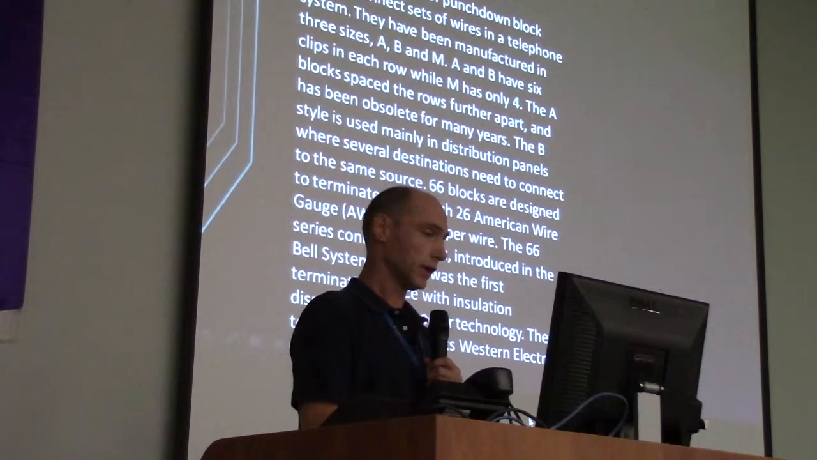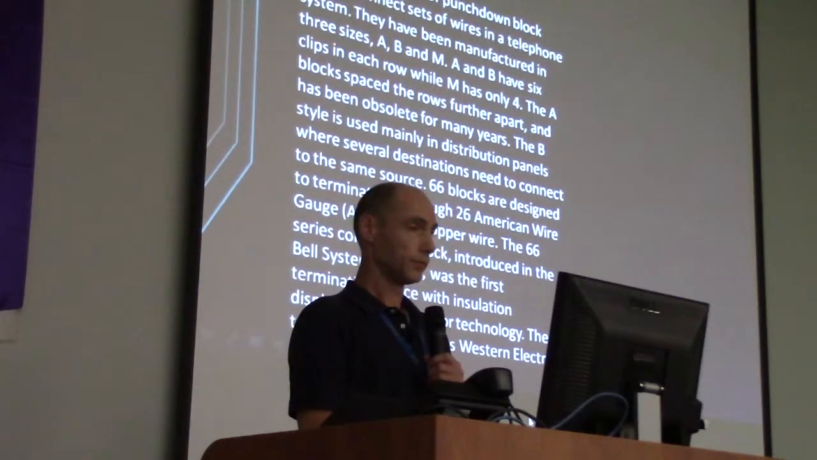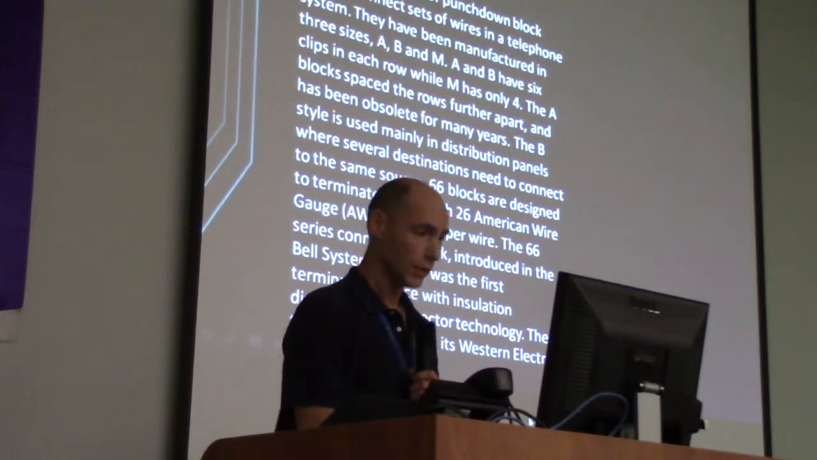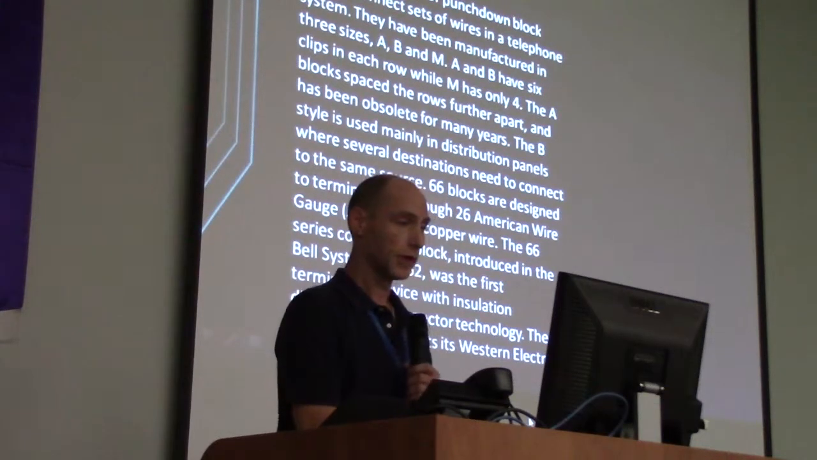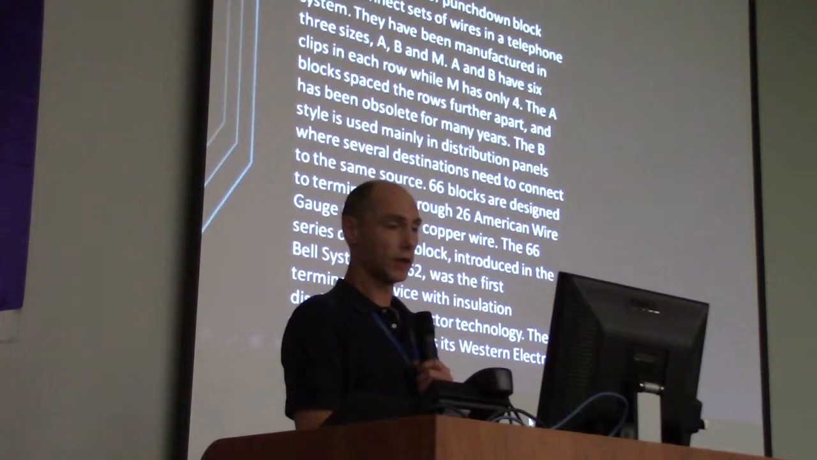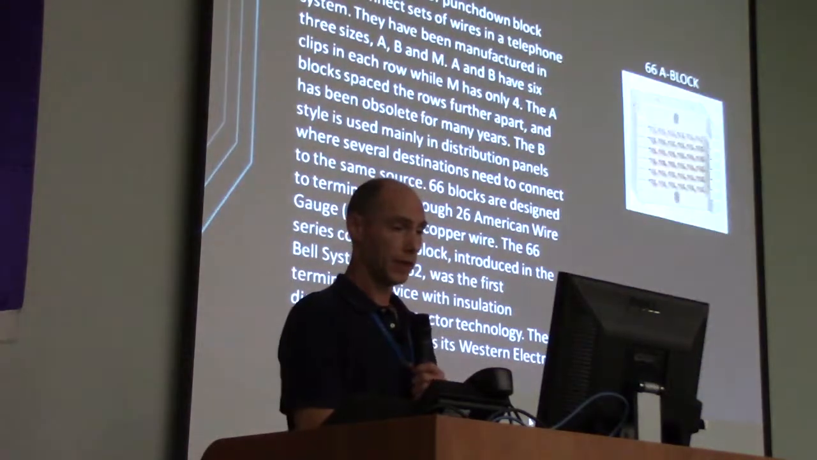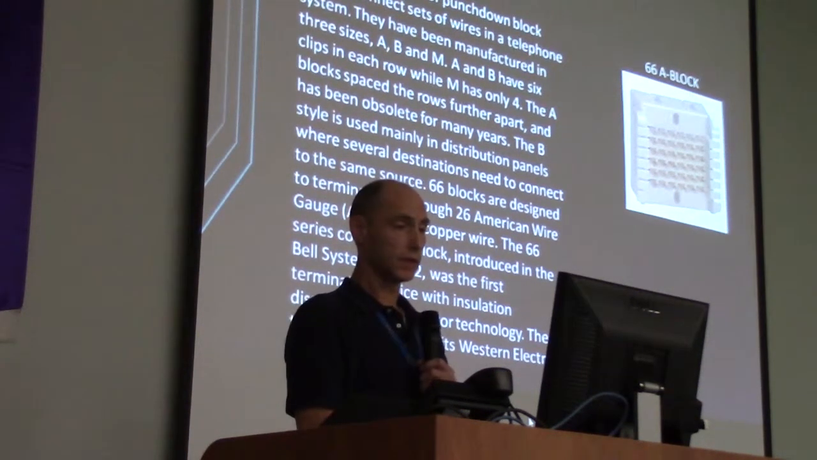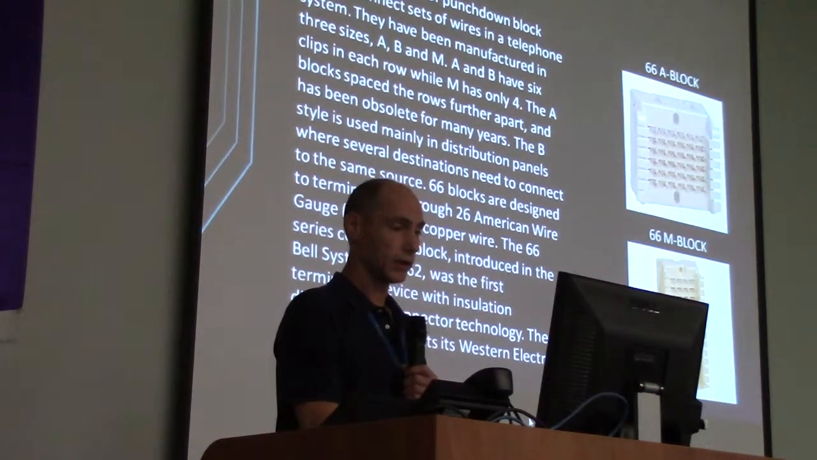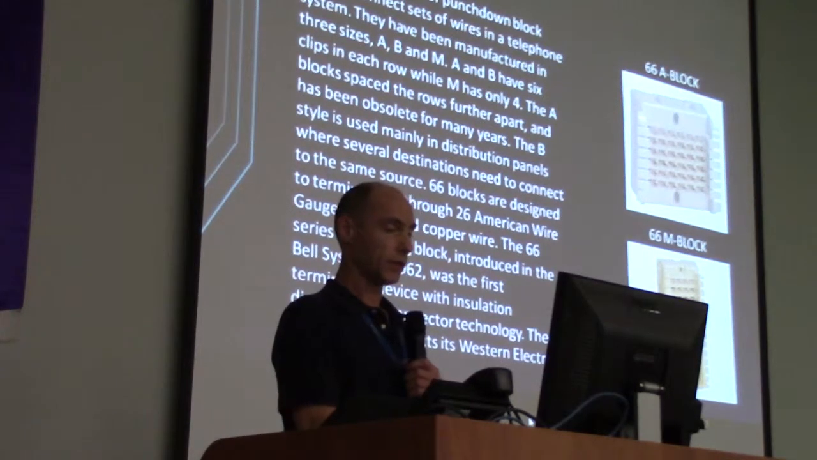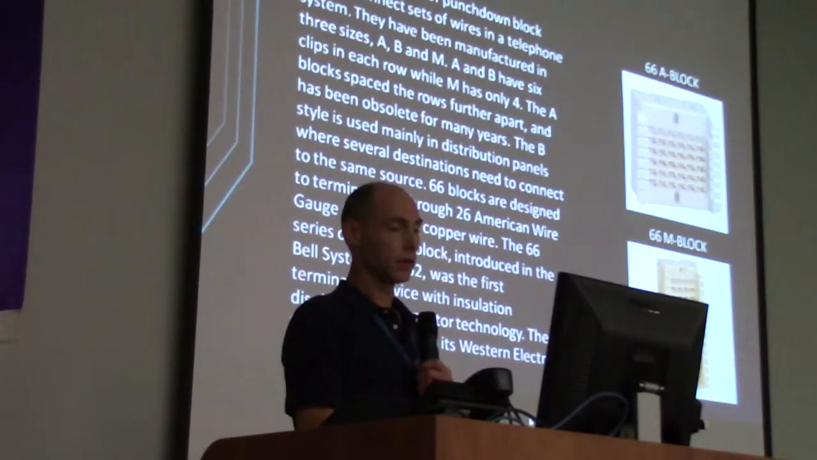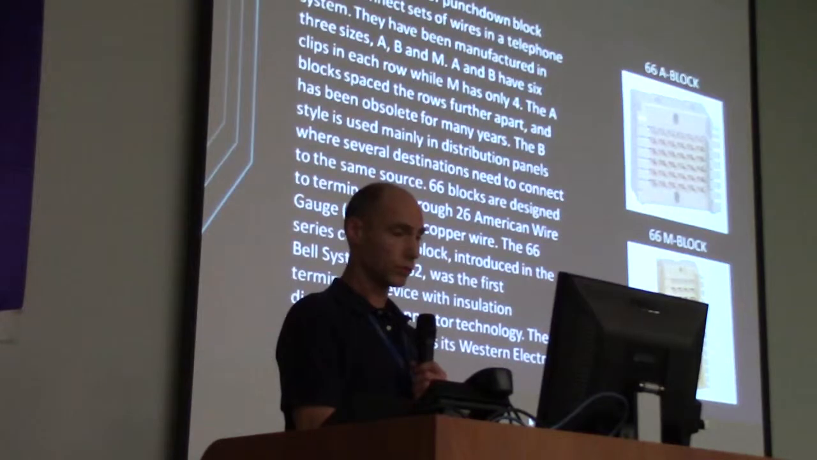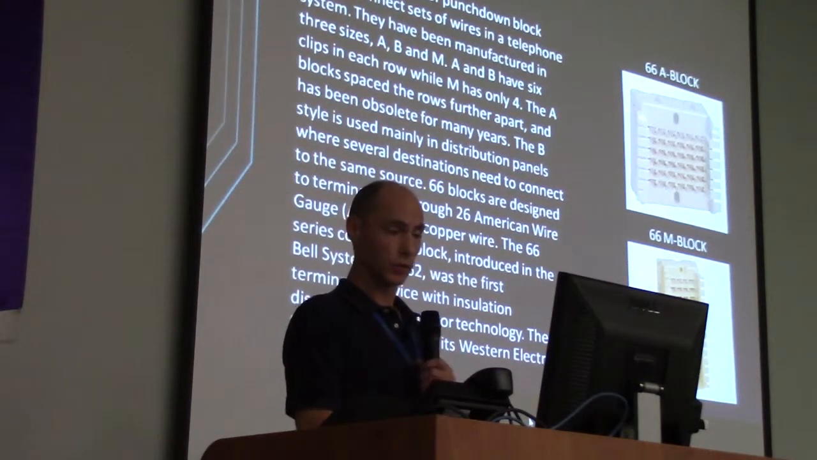And he's going to pass around the 66 block and a port termination panel. The 66 block is a type of punch-down block used to connect sets of wires in a telephone system. They've been manufactured in three sizes, A, B, and M. A and B have 6 clips in each row, while M only has 4. The A block spaced the rows further apart and has been obsolete for many years. The B style is used mainly in distribution panels, where several destinations need to connect to the same source.